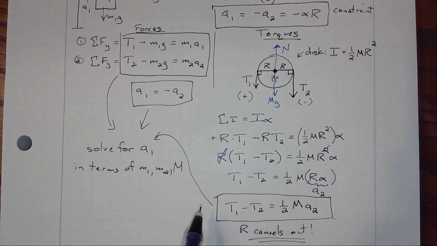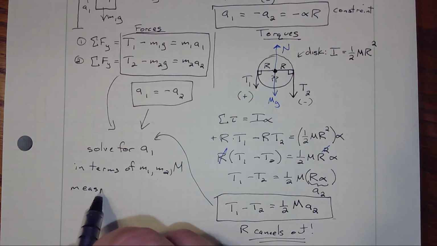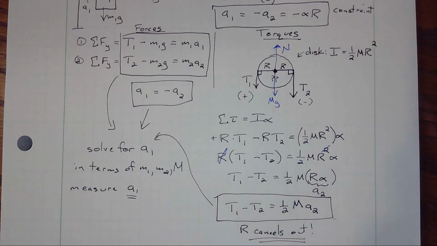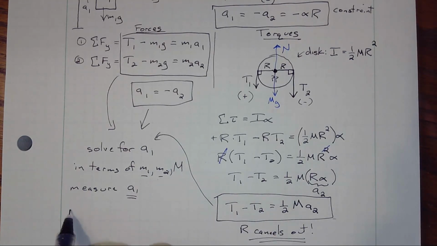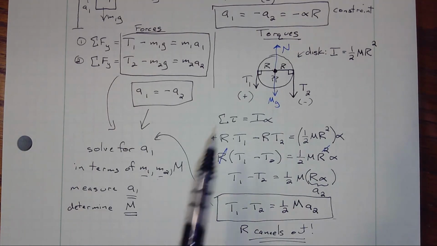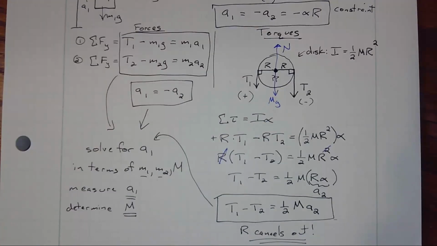So in the end, you're going to have this, and then in the lab, you're going to measure this a1 using video capture. Then, given the masses of m1 and m2, you're going to use the results of this expression, turn around, and solve for it to measure the mass of this pulley. So that's what's really happening in this lab. You're going to measure an acceleration of these blocks, and then determine the mass of the pulley from working through a problem like this. So I think this is where I'm going to end up.